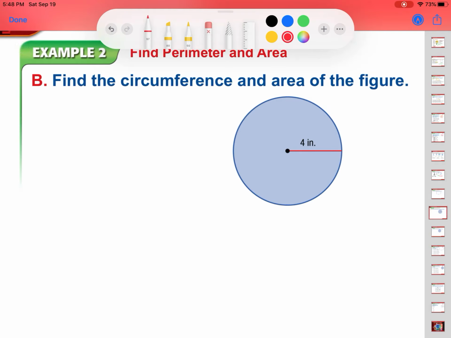That's the same deal. So circumference and area of this figure. So an important thing to note is the diameter is just twice the radius. So my diameter here is going to be 2 times 4, which is 8. So my circumference equals 8 times pi. So I'm just going to write it as 8 pi, and I'm going to leave it like that because we get into decimal nonsense.